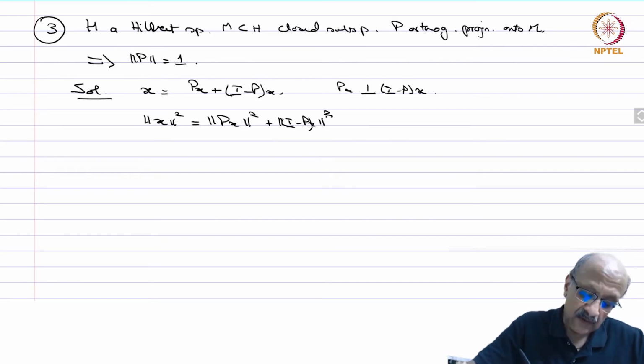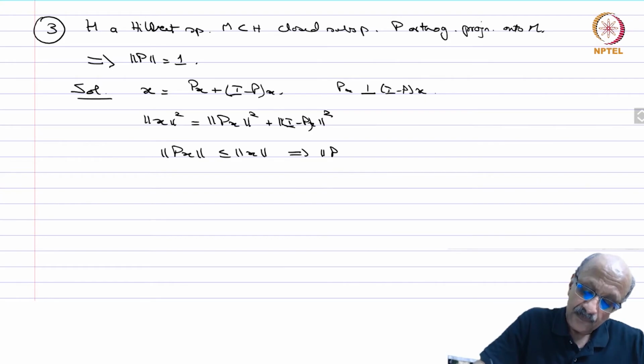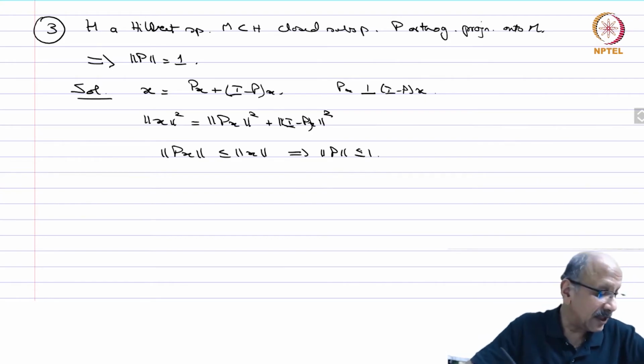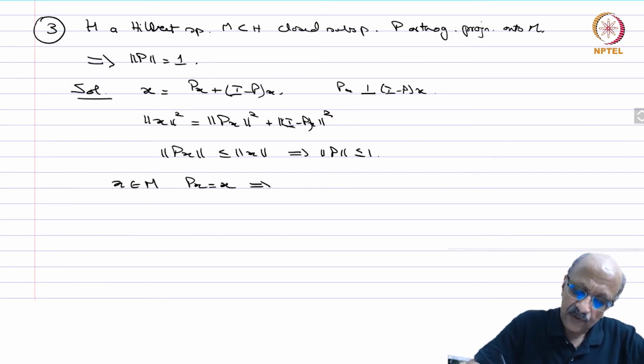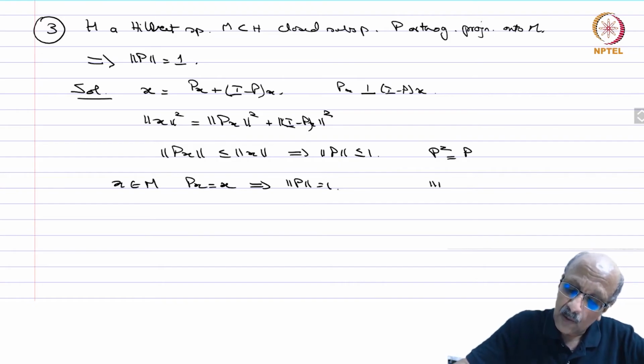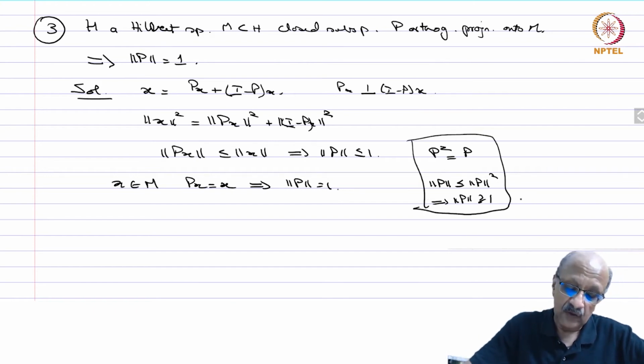Okay, so you have that norm Px is less than or equal to norm x, and therefore norm P is less than or equal to 1. Now you can do the other thing very easily. If x is in M, then you have Px equals x, and therefore this implies that norm P equals 1. Another way is to show that since it's a projection, you have P squared equal to P, therefore norm P is less than or equal to norm P squared, and therefore this implies that norm P is bigger than or equal to 1, and that also gives you the opposite inequality, and therefore you have norm P equal to 1. So you can do it in either of these two ways.